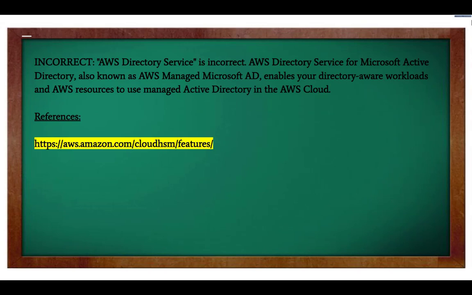Incorrect. AWS Directory Service is incorrect. AWS Directory Service for Microsoft Active Directory, also known as AWS Managed Microsoft AD, enables your directory-aware workloads and AWS resources to use Managed Active Directory in the AWS cloud.